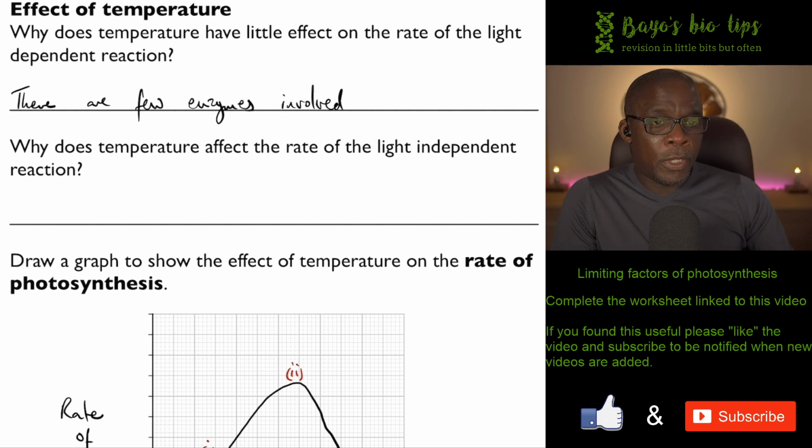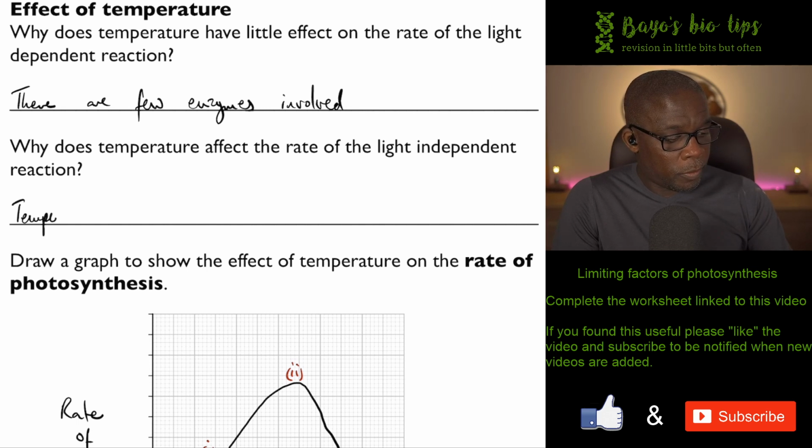And if there are few enzymes involved, there's nothing to be affected by the temperature. And as such, it doesn't really have much of an effect on the light-dependent reaction. However, it does have a bit of an effect on the light-independent reaction because it affects the main enzyme that's involved, which is rubisco.